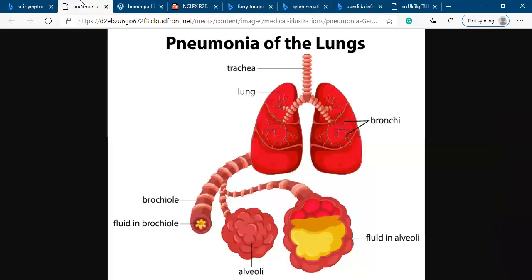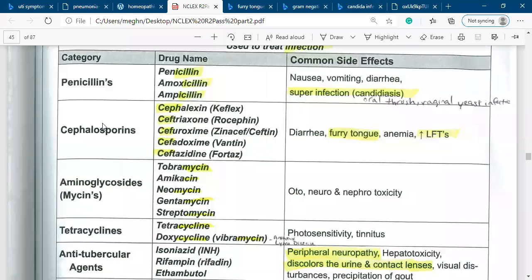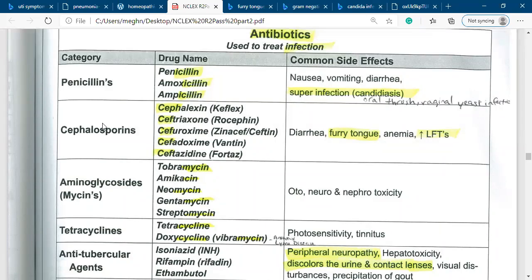use the cephalosporin. If anybody has a very bad pneumonia, we use the cephalosporin. Or if anybody has a UTI, meaning urinary tract infection, we should use the cephalosporin. The cephalosporin we do not use if anybody has an allergy to cephalosporin or an allergy to penicillin, right?